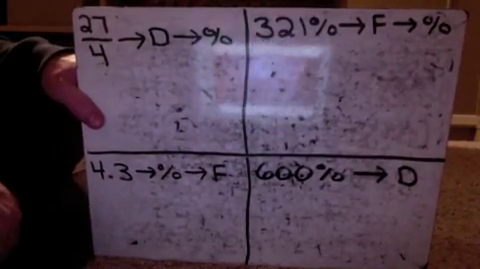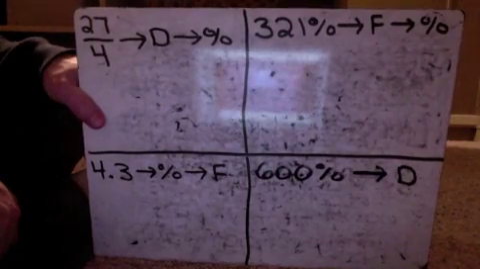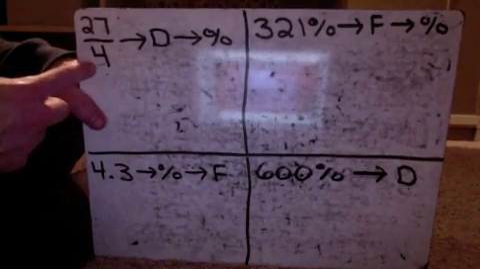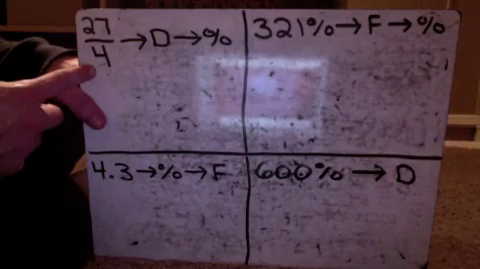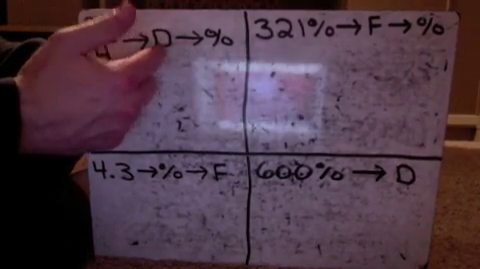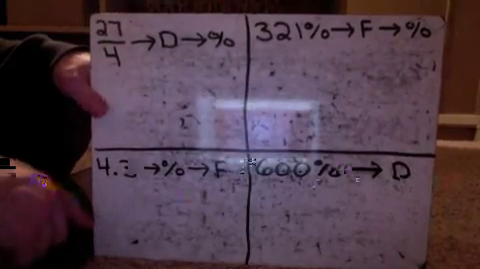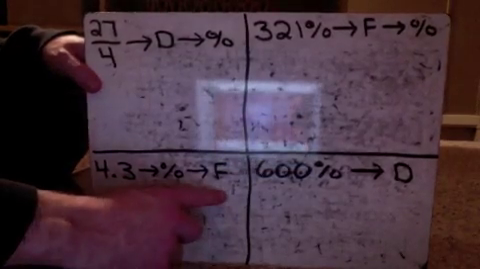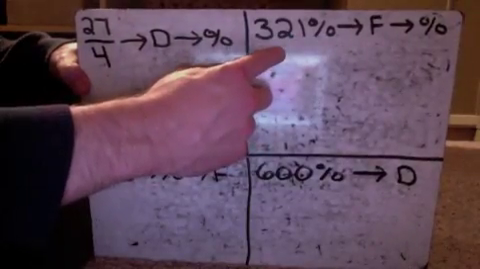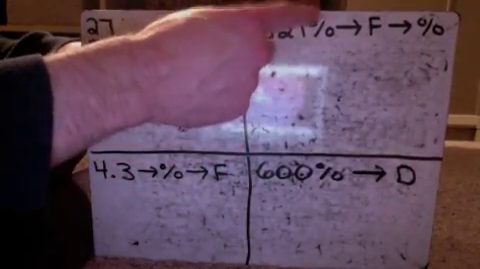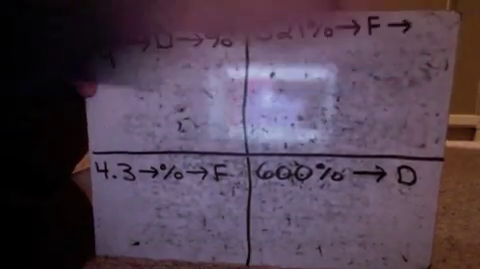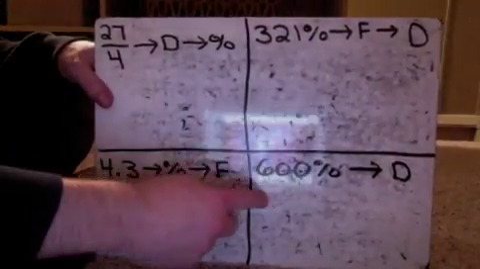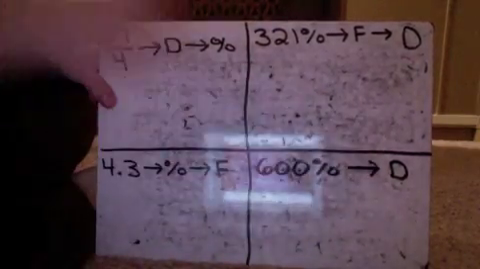Alright, I've given you 4 different problems to kind of test your skill out here, and I want you to change them to some different things. The one in the upper left hand corner, I want you to take 27/4. I want you to first change it to a decimal and then change it to a percent. Bottom left hand corner, 4.3. Change it to a percent, then change it to a fraction. 321%. Change it to a fraction, then change it to a decimal. And then 600%, just change it to a decimal.